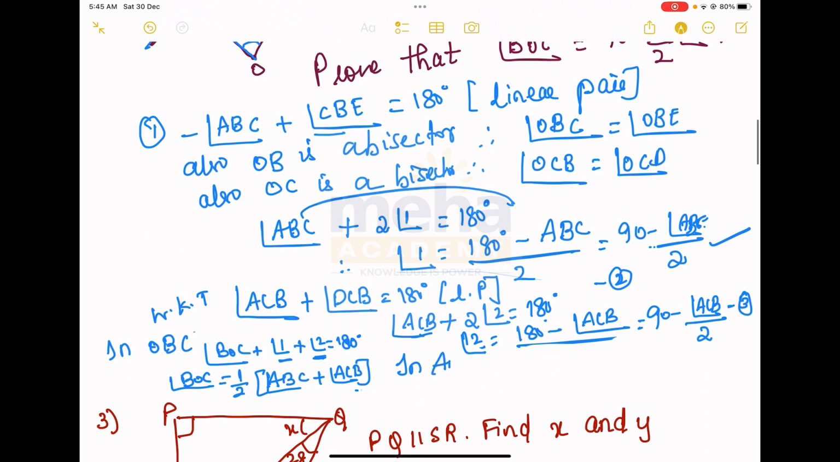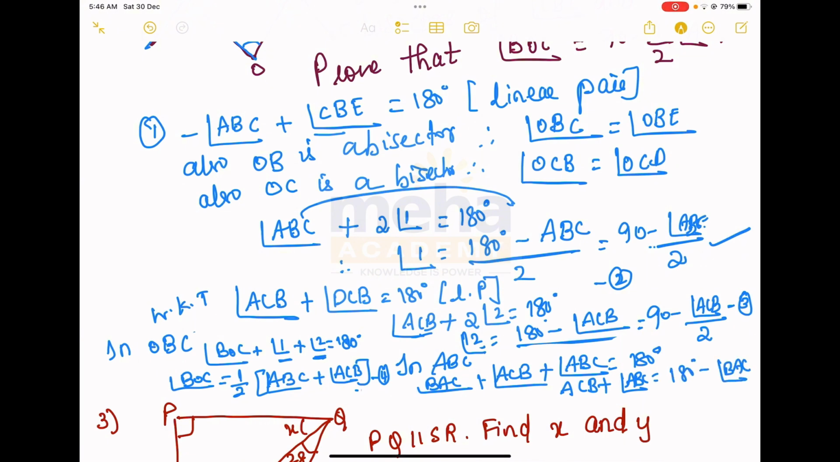Now we go to the main triangle, triangle ABC. In triangle ABC, we know angle BAC plus angle ACB plus angle ABC gives us 180 degrees. Now come back to triangle OBC, which we'll take as 4. We know that angle ACB plus angle ABC is equal to 180 minus angle BAC. Therefore, substituting here, angle BOC is equal to half of 180 minus angle BAC. So that would give me the final solution.